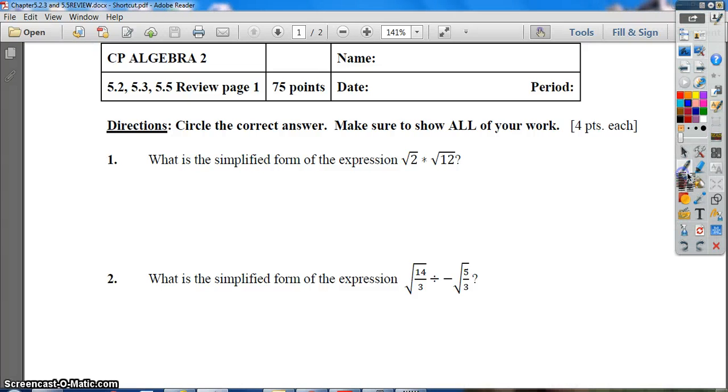Welcome to the review for sections 5.2, 5.3, 5.5. Okay, a test must be coming up if you're looking at this. But let's go ahead and we'll start here. We're going to circle the correct answer, make sure we show all our work.